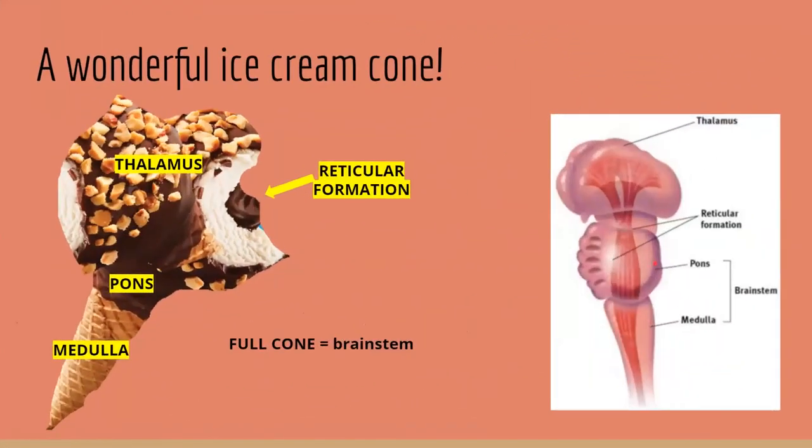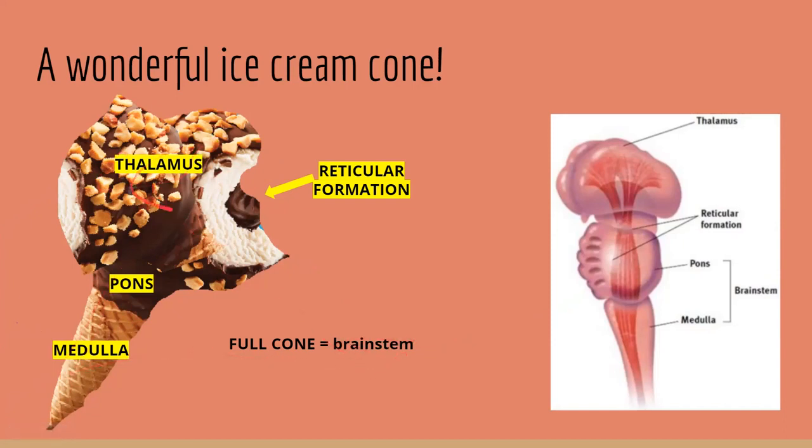Okay. Wonderful ice cream cone. That is the brainstem and thalamus. So imagine that maybe you've had these, I forget, are they called drumsticks? The cone is the medulla, but also a part of the cone that has like a chocolate over it, that's the pons. But the whole cone is the brainstem.